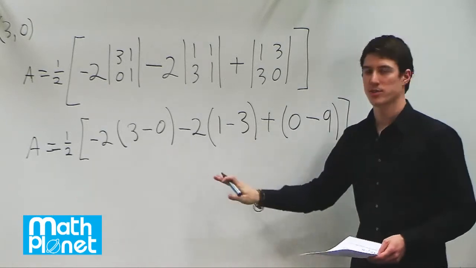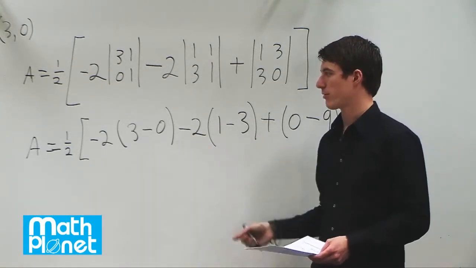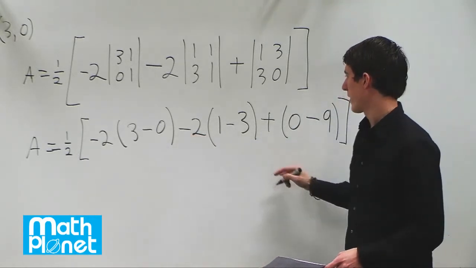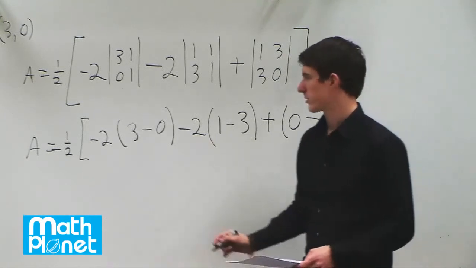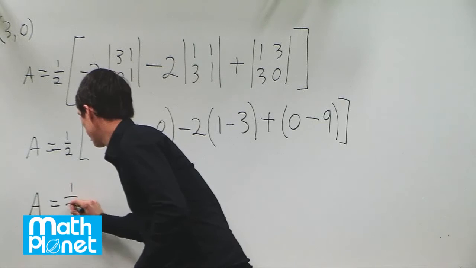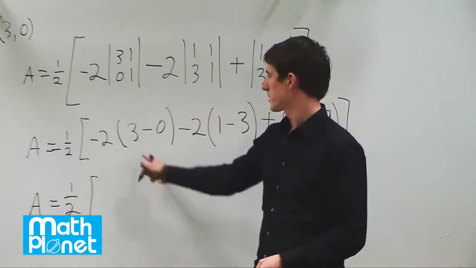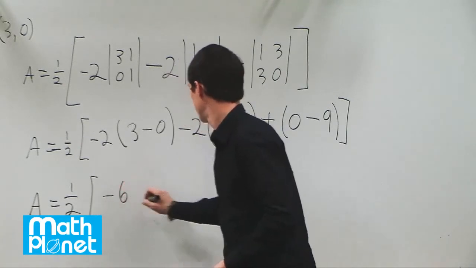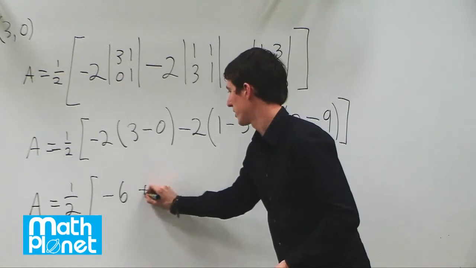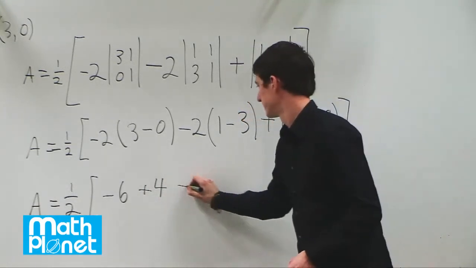So we finally got this down into a normal arithmetic sum that we need to expand a little bit and solve for. But that will give us, in fact, the area of this triangle. So let's simplify this a little bit, and then we'll finally get our answer. So now we have the area as 1/2 times what we have left here. So 3 minus 0 is just 3, times -2 is -6. Here we have -2 times -2, which is +4. And here we have just -9.